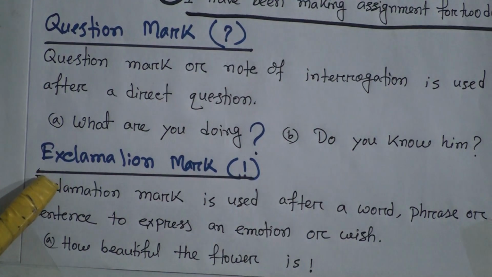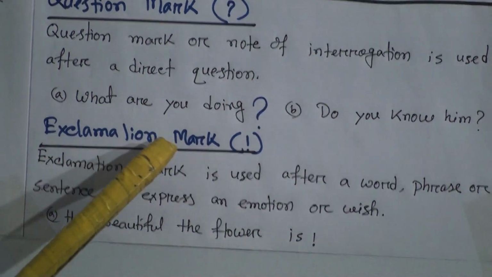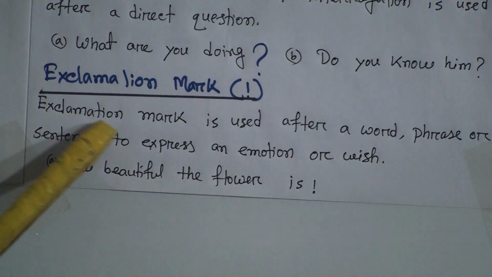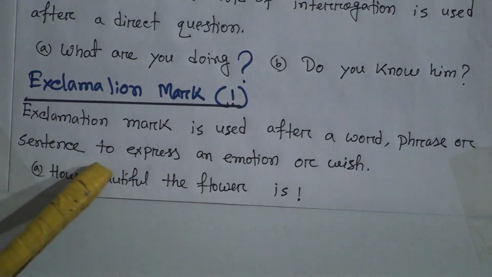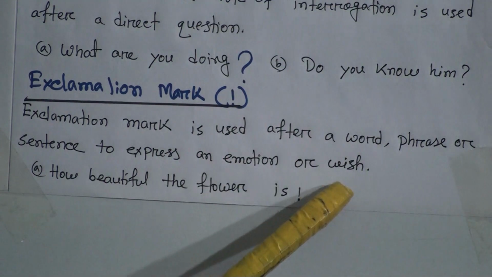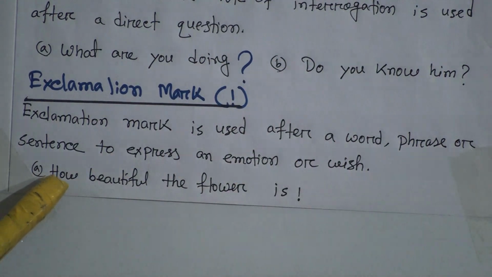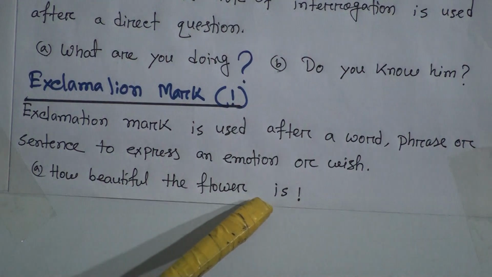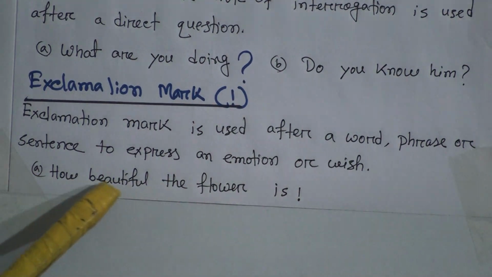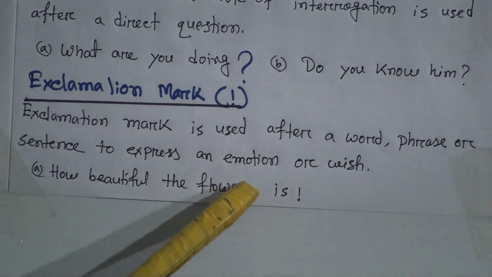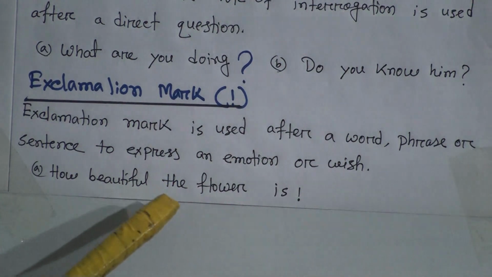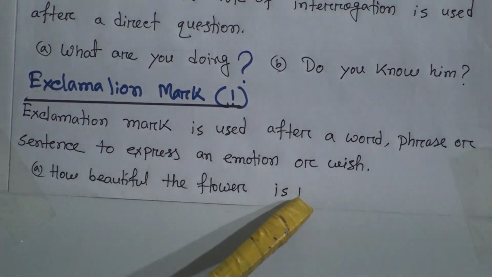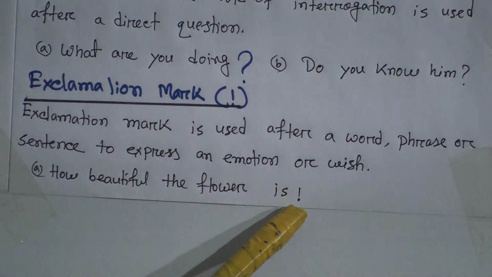And the final one is exclamation mark or note of exclamation. Exclamation mark is used after a word, phrase or sentence to express an emotion or wish. For example, how beautiful the flower is! I repeat again, how beautiful the flower is! Look, here the surprise at the beauty of the flower is expressed. So we have put a note of exclamation at the end of this sentence.